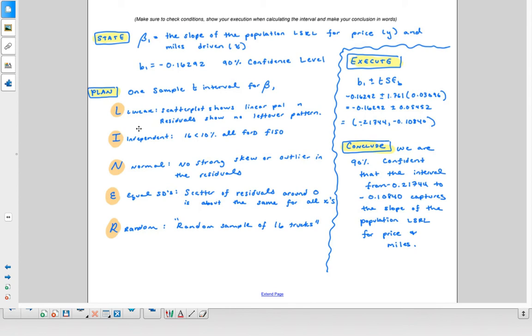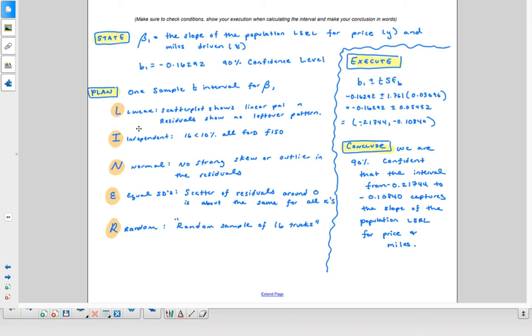It is an independent sample. Since we sampled without replacement, we'll use the 10% condition, and 16 is less than 10% of all Ford F-150s listed for sale. Normal: no strong skew or outliers in the residuals. That's from that histogram of the residuals.